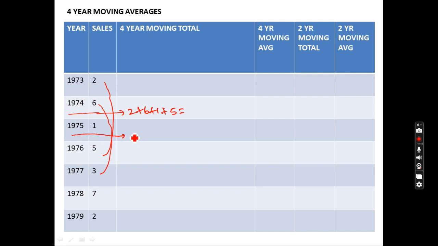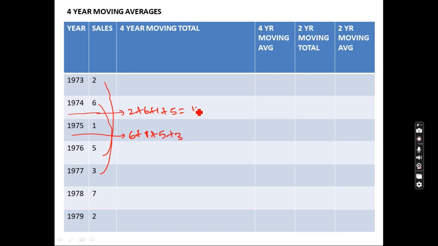When you go to the 3 year, 5 year and 7 year, you are getting the middle year, the average year. But here you are not getting the middle year; we are getting the value in between 74 to 75, 75 to 76 center. Okay. So what are we going to write here? We are going to write 6 plus 1 plus 5 plus 3.